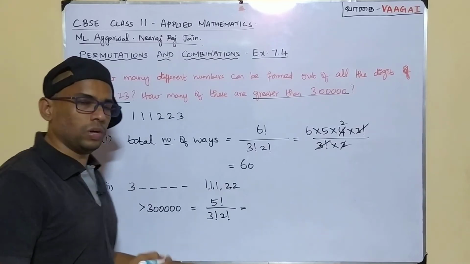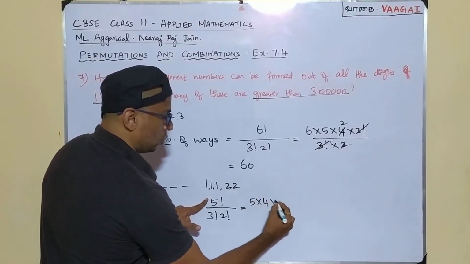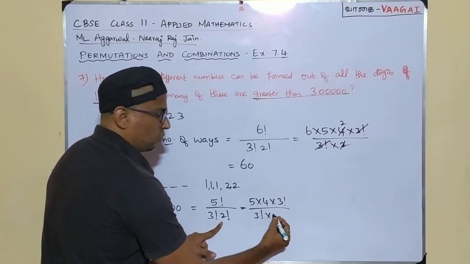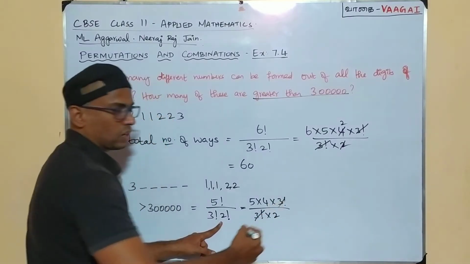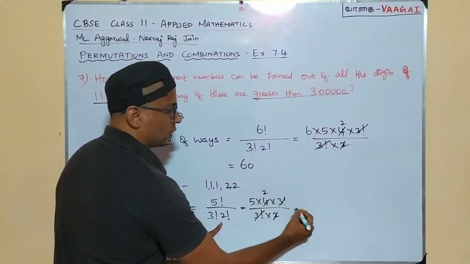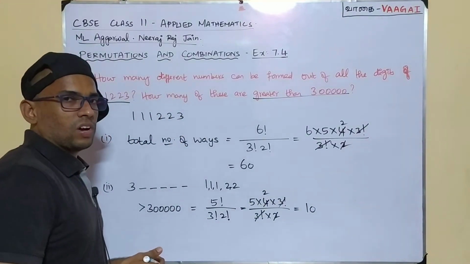Now we simplify this to get our answer. Very easily we can simplify. This will become 5 into 4 into 3 factorial divided by 3 factorial into 2 factorial, which is 2. Now I can cancel this 3 factorial and 3 factorial. I am simply left with 4 and 2, which is exactly 2 times. So 5 twos are 10. So here we got the answer as 10.